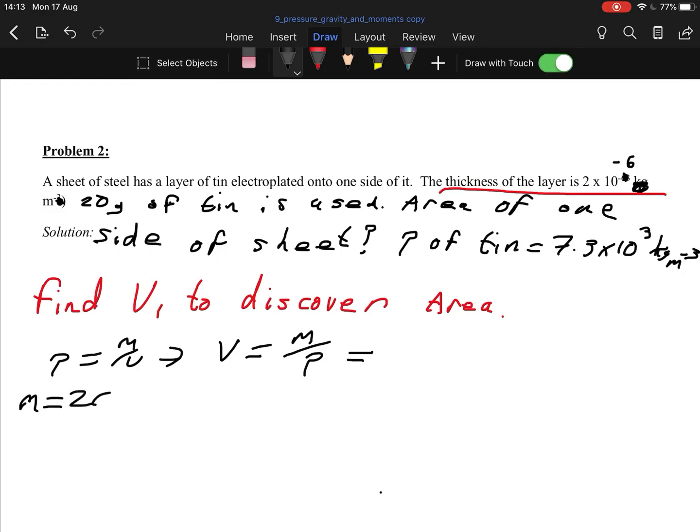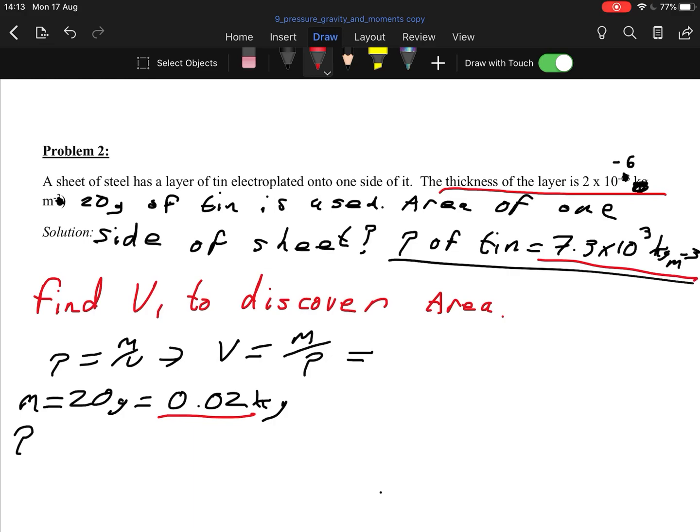Mass, 20 grams. Convert to kgs, 0.02 kgs, or 10 to the minus 3. Density we already have, it's up here, 7.3 by 10 to the 3. So therefore V is equal to 0.02 divided by 7.3 by 10 to the 3. So the volume here should work out to be 2.74 by 10 to the minus 6 meters cubed. Okay, so that's the volume.